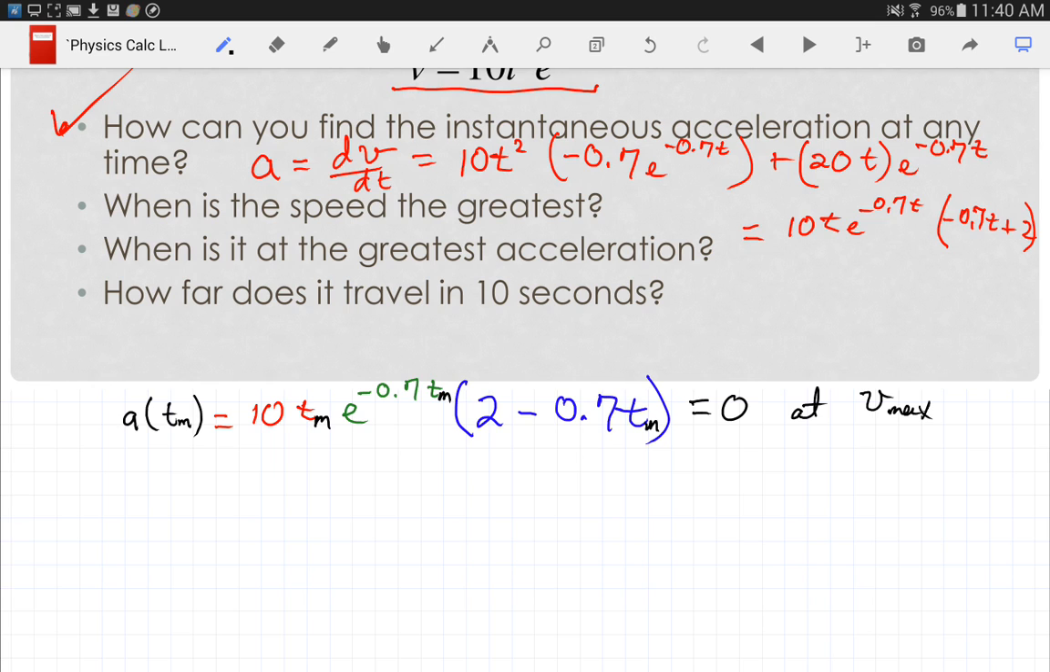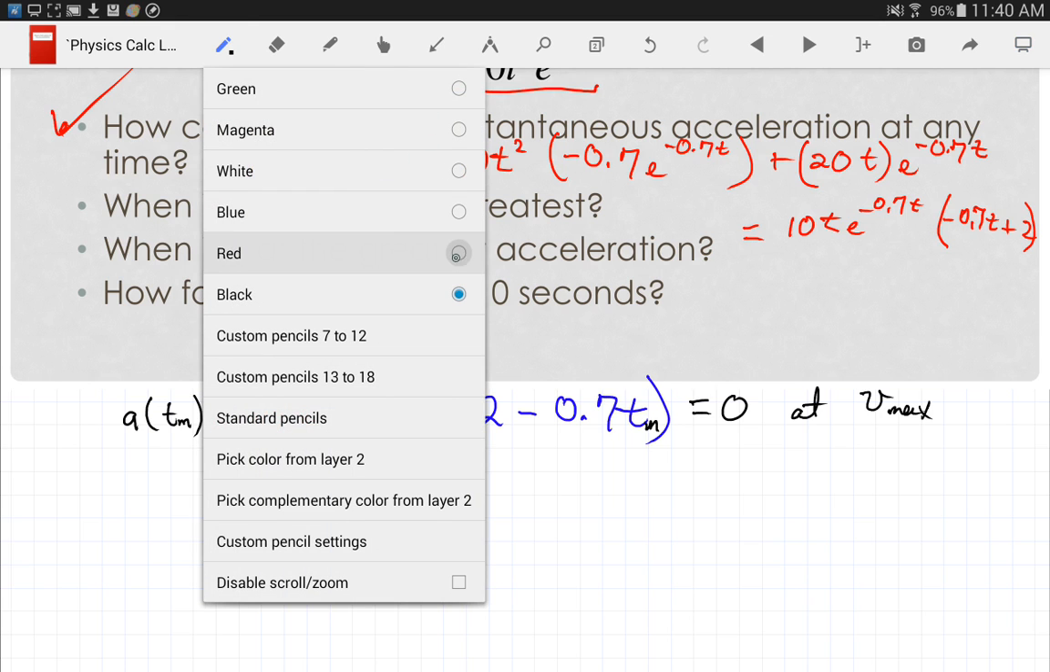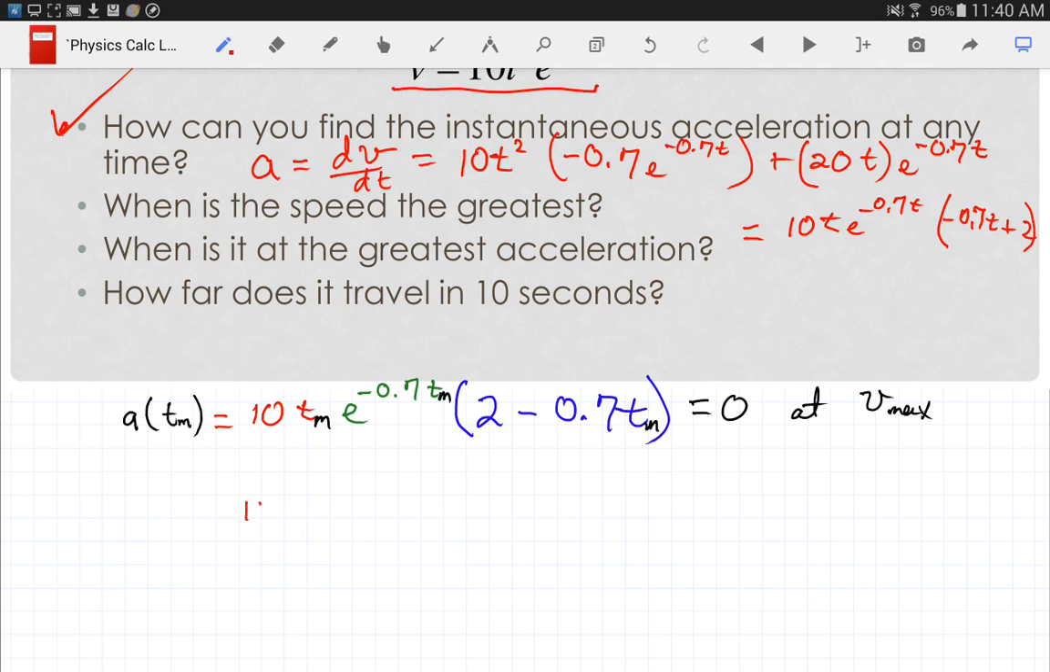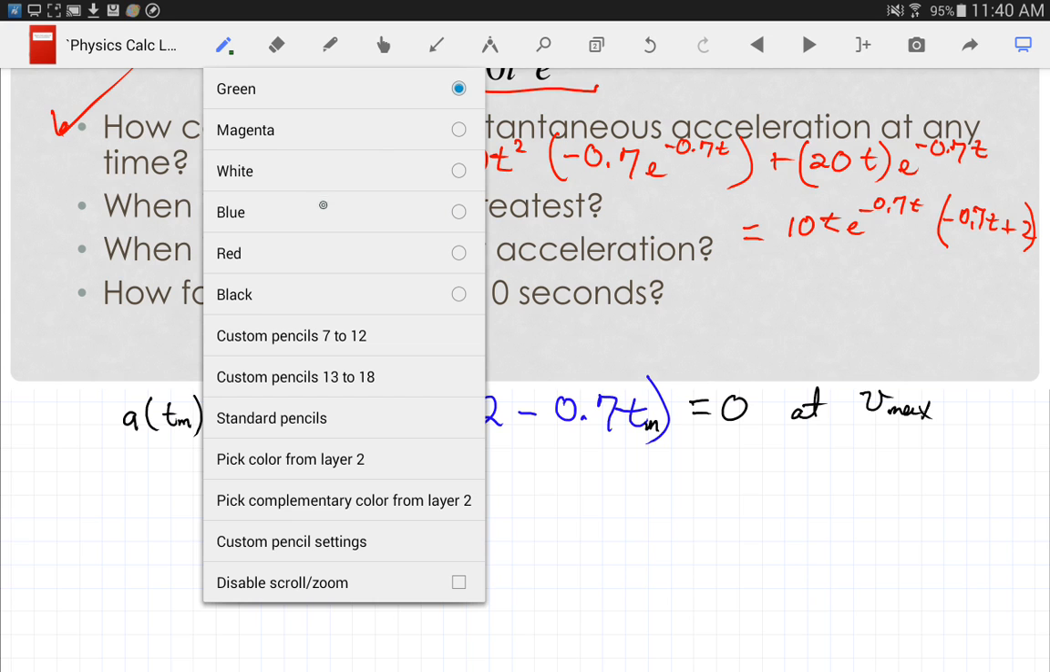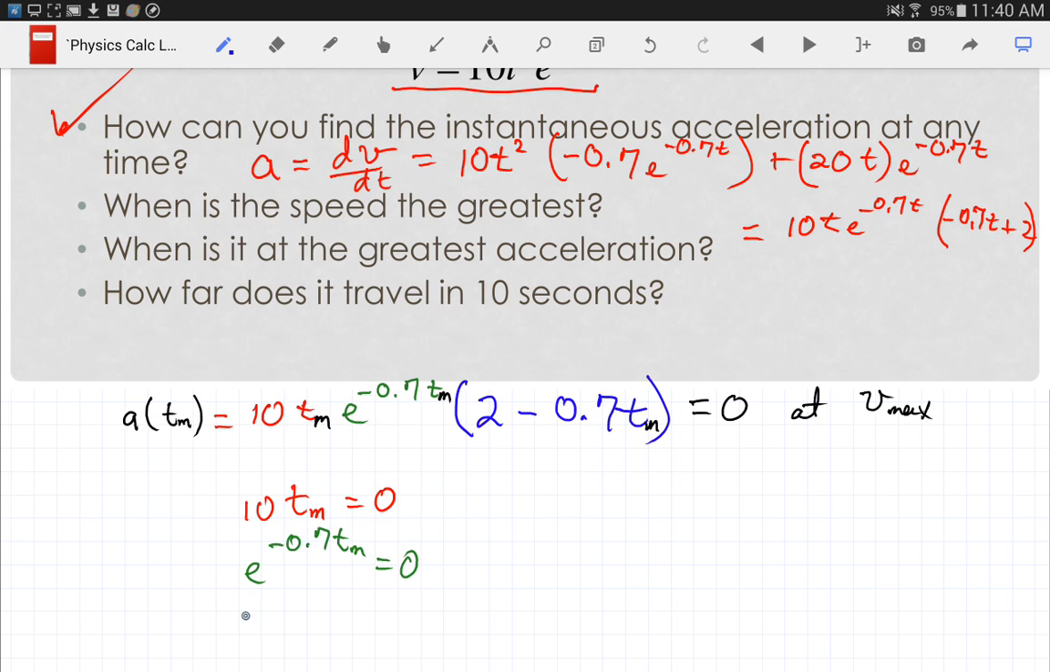This would be 0 when any color is 0. So I have 3 possible solutions. My red solution is going to be 10 t sub m equals 0. My green solution will be e to the minus 0.7 t sub m equals 0. And my blue solution is 2 minus 0.7 t sub m equals 0.